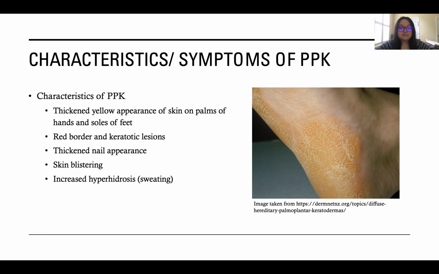Other types have similar symptoms, but with a few distinctions. For example, focal PPK is seen along the pressure areas of the body, and striate is also characterized by fissuring, blistering, and sweating. In addition, formations of tiny bumps on the palms and soles can be seen in punctate type, and in some cases, a thickened appearance of the nails can also be seen. However, this is not all, as even within the four types of PPK, various forms can exist within each category.